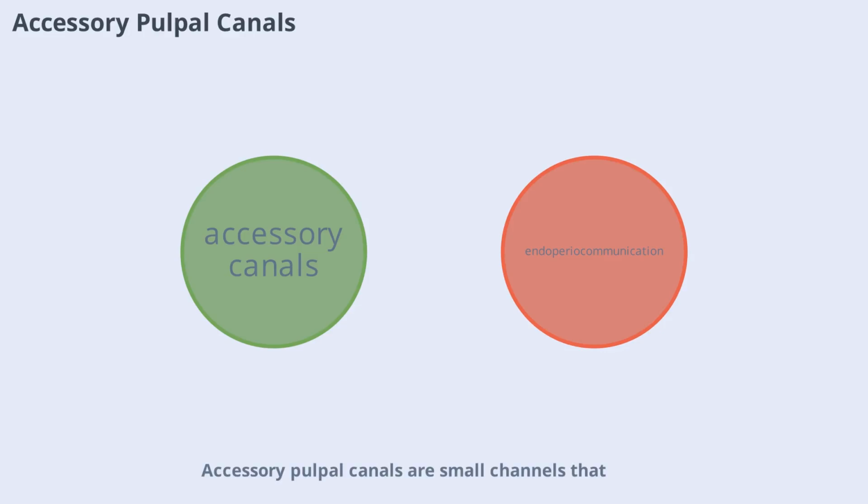Accessory pulpal canals are small channels that connect the pulp chamber to the furcation area. When the pulp becomes infected through these canals, endoperio communication can occur, leading to destruction of the interradicular periodontium or interfering with healing after periodontal or endodontic procedures. The presence of accessory canals complicates furcation treatment and can affect the prognosis of the involved tooth. Recognizing and managing these canals is important for successful therapy.